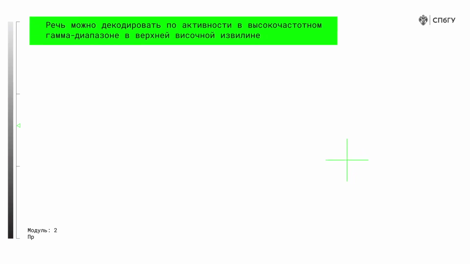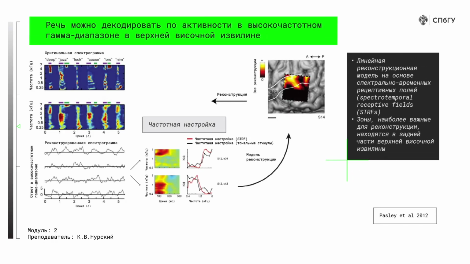Moving on to more complex stimuli, research has shown that speech can be decoded from superior temporal gyrus high gamma activity. When spoken words are presented to the listener, recording sites can be described in terms of what frequency components of the sounds they're most responsive to and when those responses occur. This information can then be used for reconstruction of the spectrogram of the original stimulus that the listeners heard. And sites that contribute the most to such reconstruction are located on the lateral surface of the superior temporal gyrus.